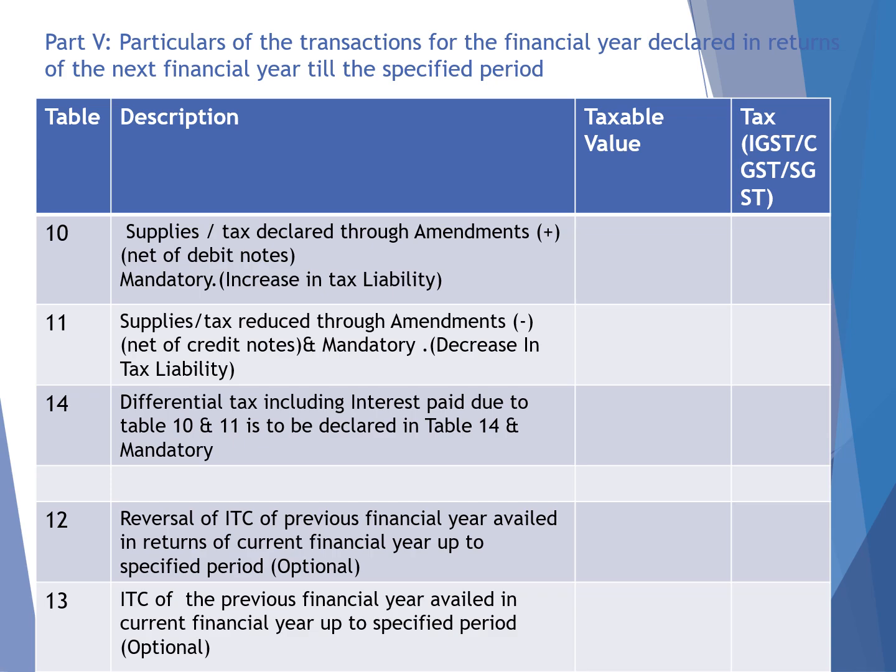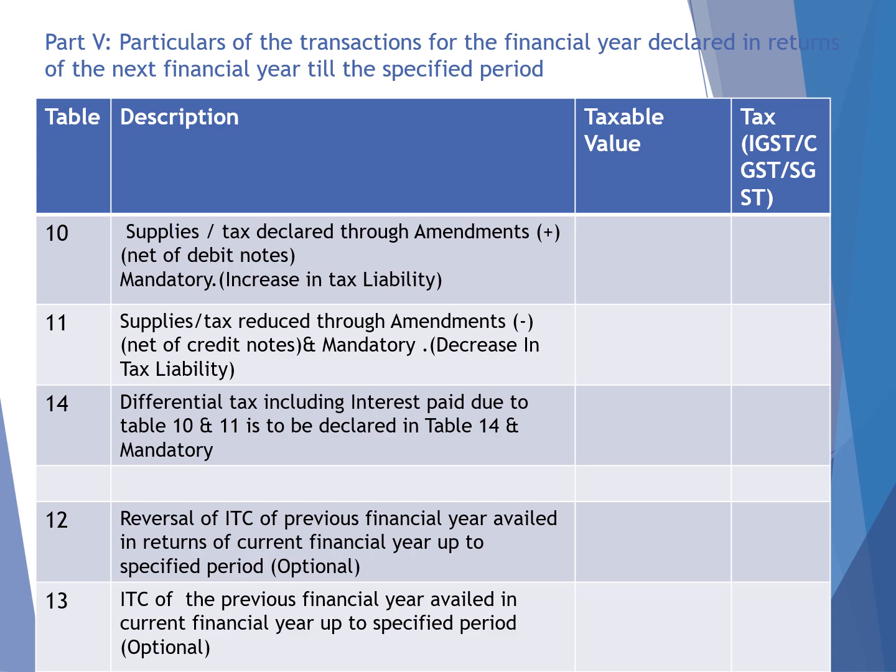Table 14 captures the corresponding impact of table 10 and table 11. Table 14 contains the information of the differential tax, including the interest paid due to table 10 and 11, which is to be declared in table 14 mandatorily.